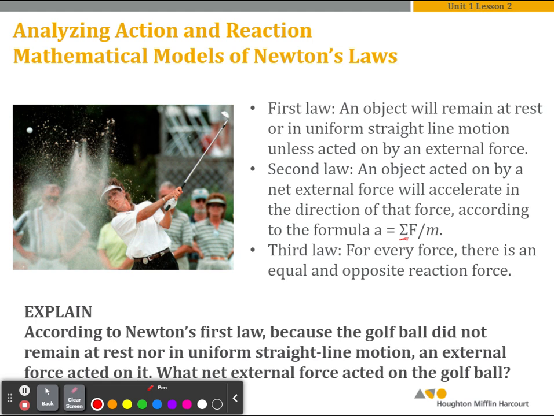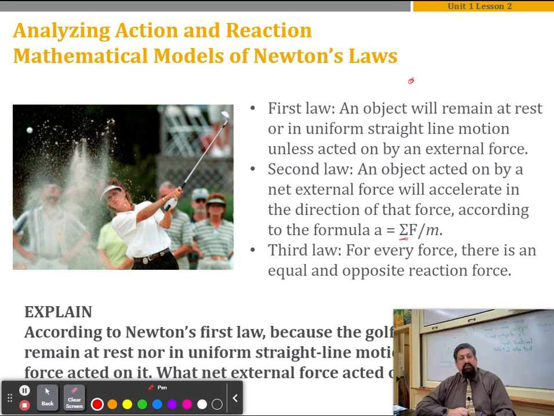Now, the ball did not remain at rest, nor did it enter into uniform straight line motion, right? When a club hits a golf ball, let's say here's the club. It's a badly drawn club, but that's okay. The ball is going to go in a parabolic arc, right? It's going to become a projectile. So it's not in uniform straight line motion.